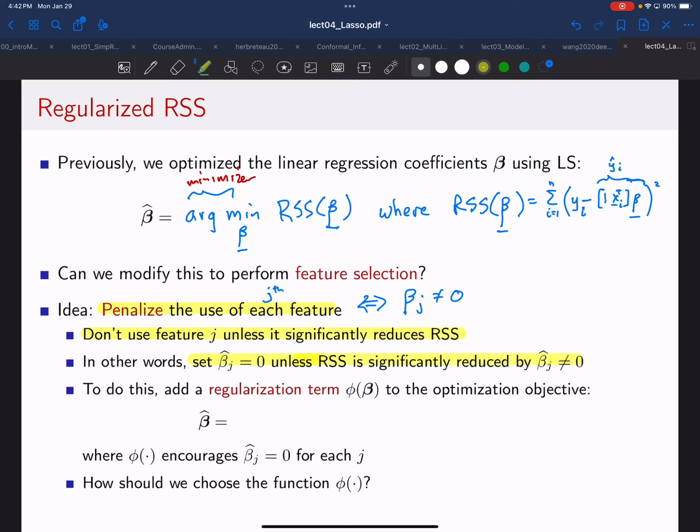So the way that we can do this in terms of the math is we do arg min over the beta vector, and now we have this new term I'll call J(beta), where J(beta) is the RSS as before, plus this new term phi of beta, which is the penalty.